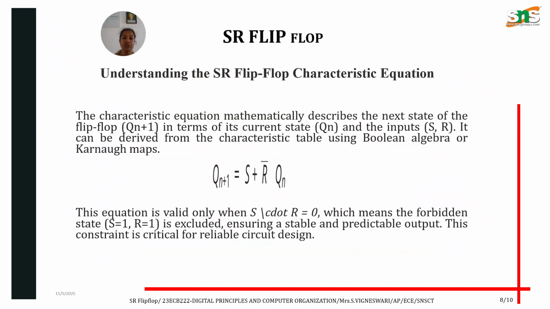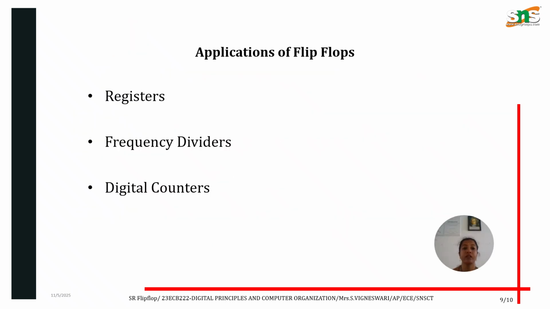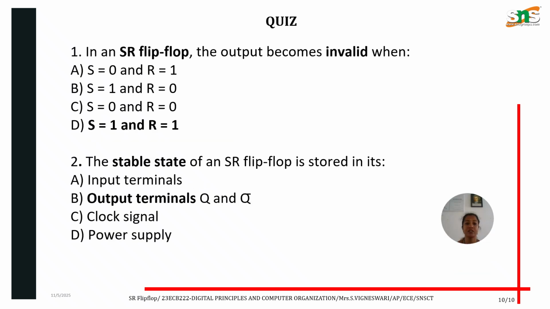The characteristic equation based on the truth table for the SR flip-flop is Qn plus 1, the next state, equal to S plus R bar Qn. So this is the characteristic equation of the SR flip-flop, excluding the 1 1 condition, which is an indeterminate state. Applications of flip-flops: they are used in registers, frequency dividers, and digital counters. In the SR flip-flop, the output becomes invalid when S is equal to 1 and R is equal to 1. The stable state of an SR flip-flop is stored in the output terminals Q and Q bar.